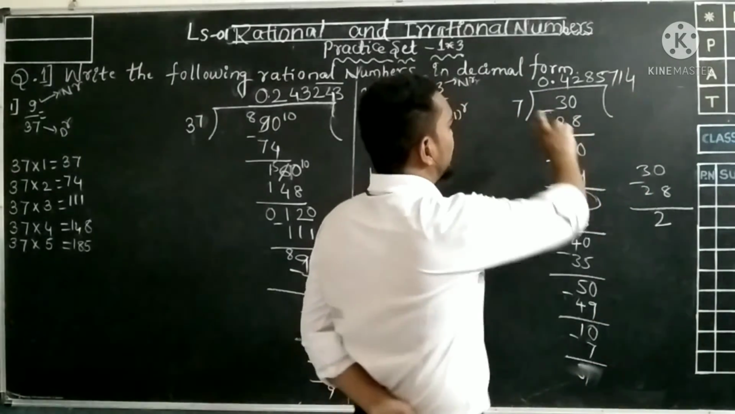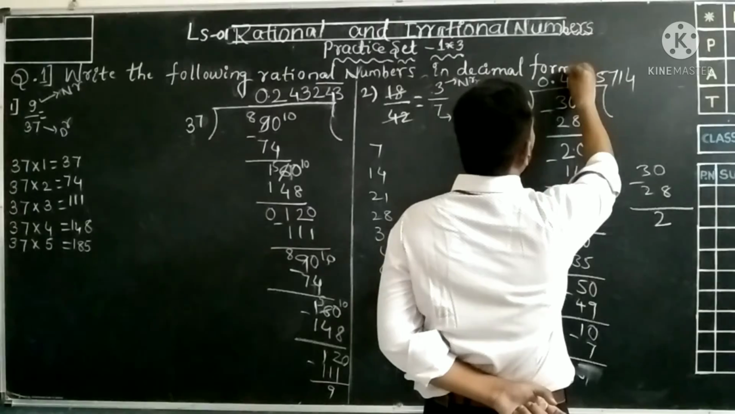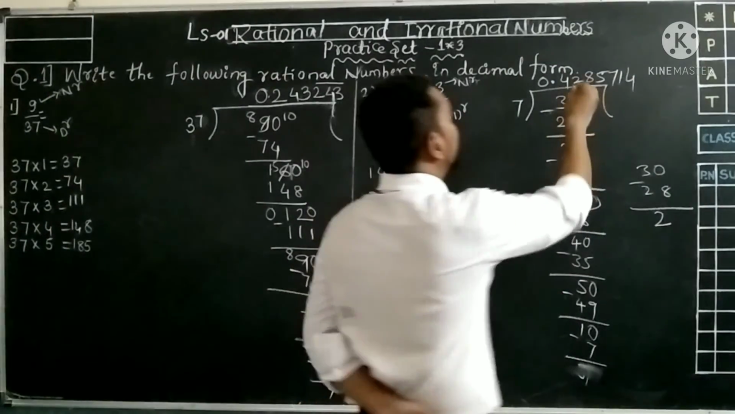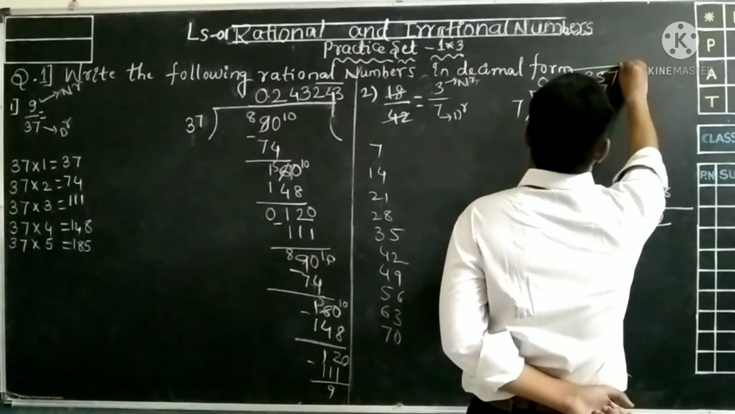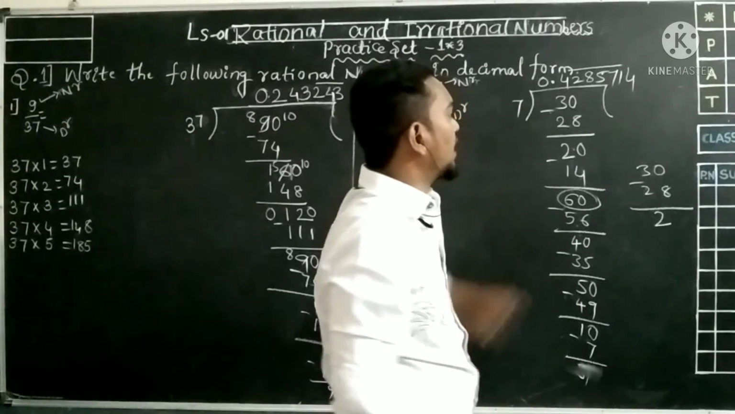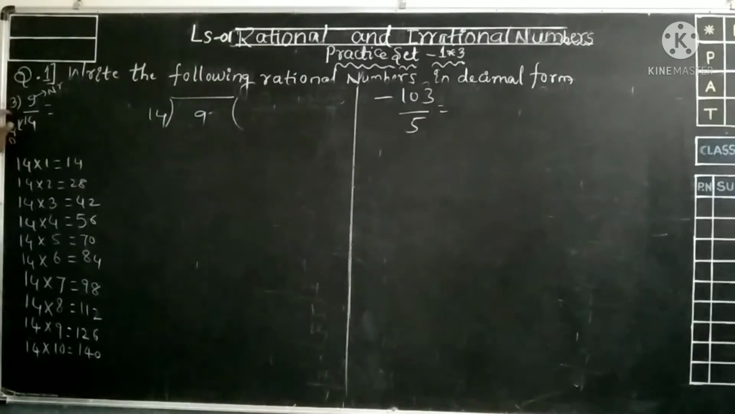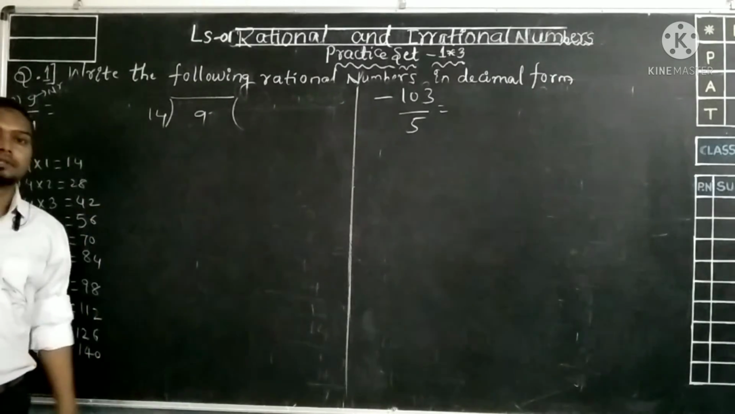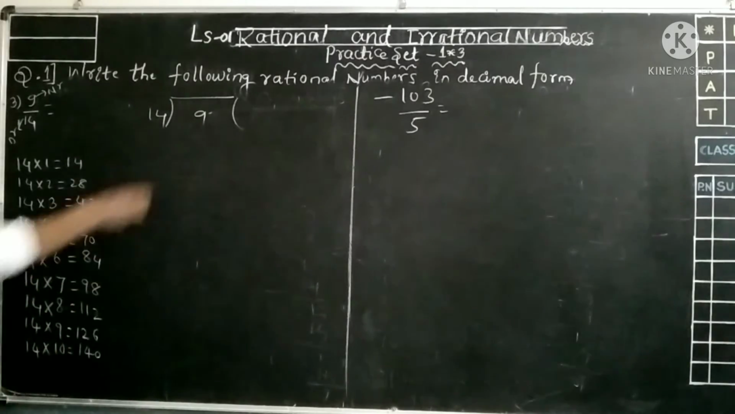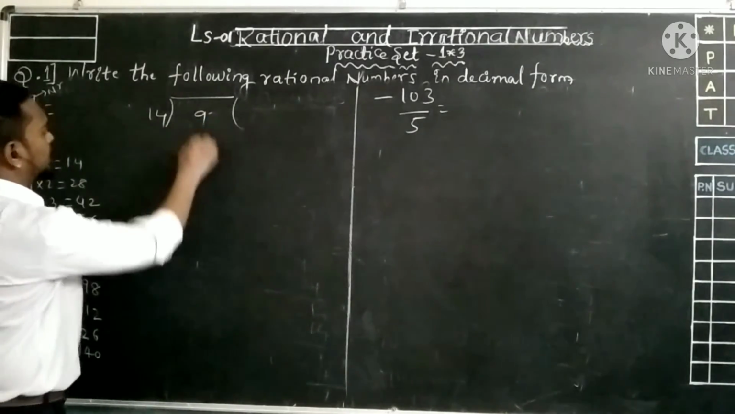Here, since the value is repeating, now we will put a bar on the number. This sign is considered as repeating, that means the value is repeating. Now we will take the first sum, 9 upon 14. 9 is the numerator and the denominator is 14. This is the division sign, the symbol of division.